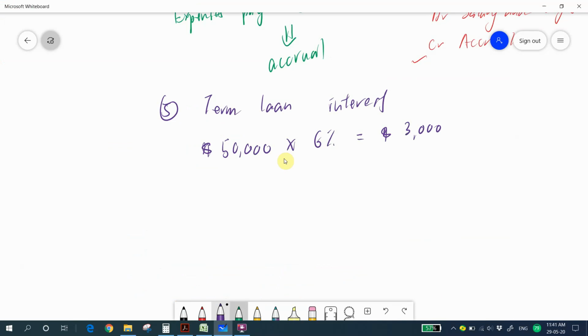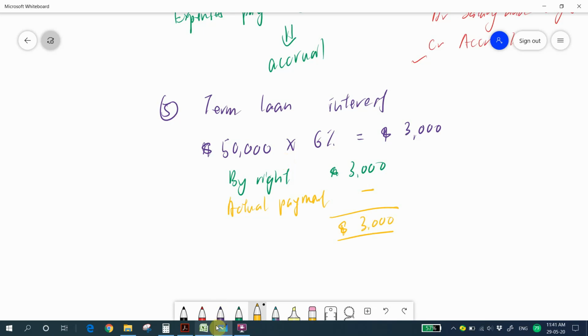And we can do a comparison. By right, we have to pay 3,000, but the actual payment is 0. So we have a difference of 3,000, right? This 3,000 refers to what? Expenses paid less. By right, you have to pay 3,000, but you did not pay during the year. So this is expenses paid less by 3,000. The term that we use is called accrual.